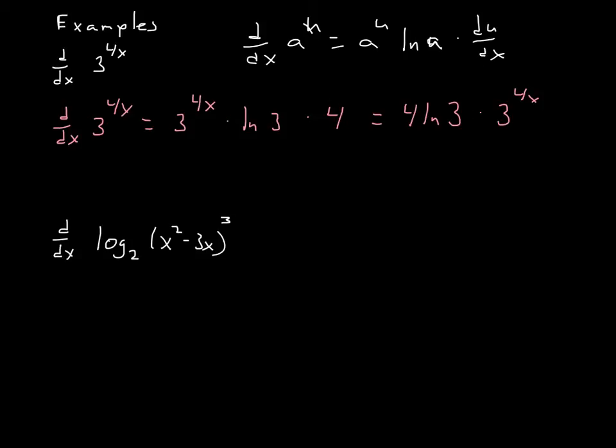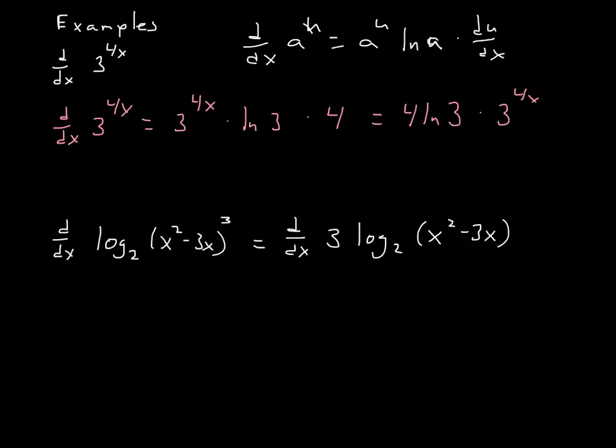But anyway, the next one, the derivative with respect to x of log base 2 of x squared minus 3x to the 3rd power. One of the things I'm going to do with that particular problem is rewrite that. Because of the log properties, that 3 can go out in front. So that's going to be the derivative with respect to x of 3 times log base 2 of x squared minus 3x.